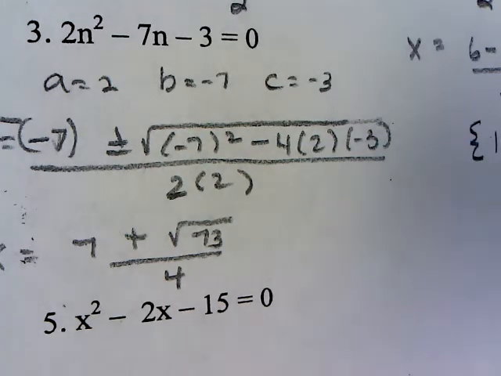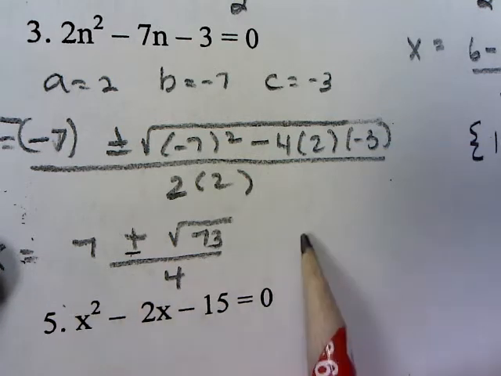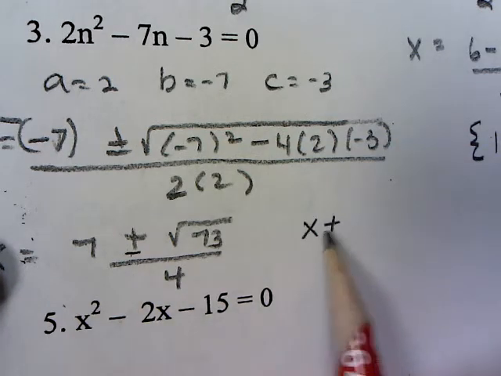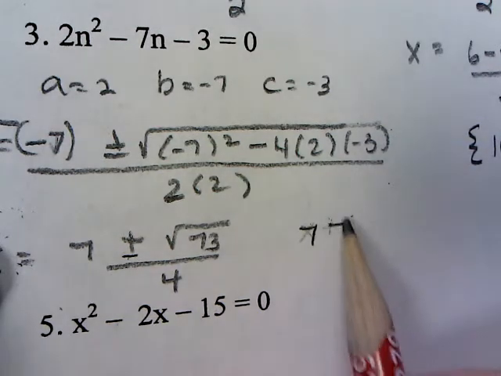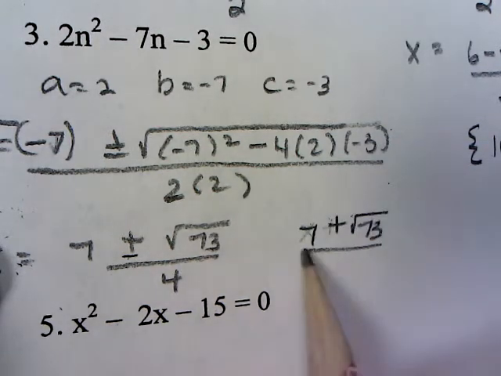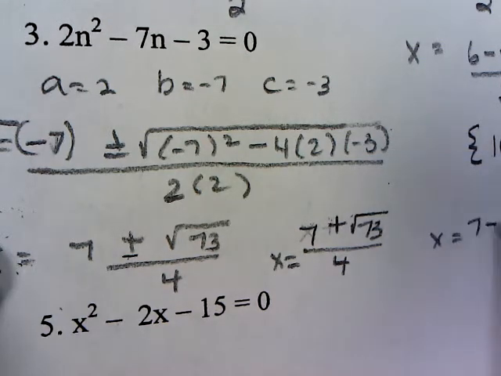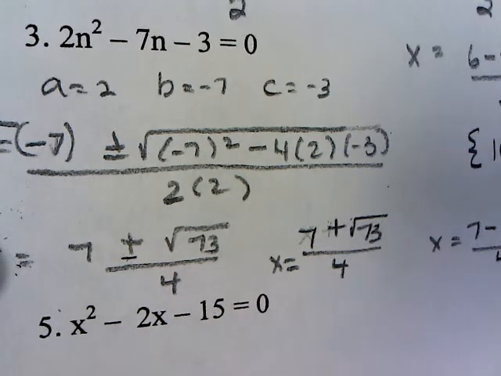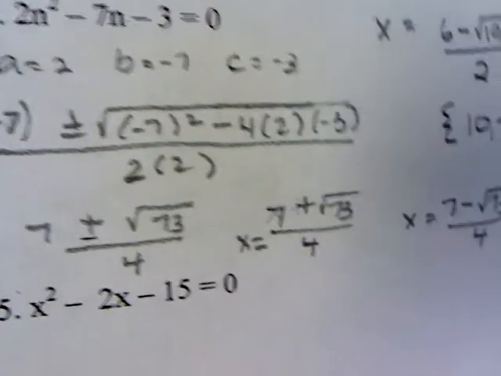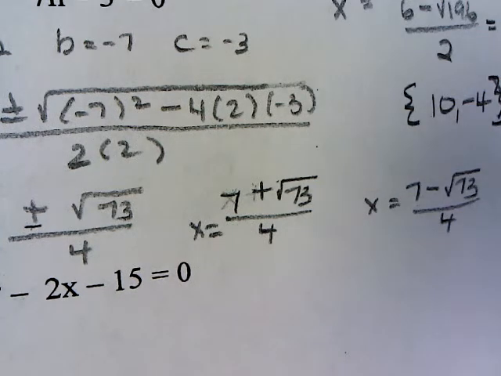But we can also get an answer with this as well, because I can take my calculator again and do 7 plus, no, it's not 7, sorry, it wasn't a 7, that was an x. 7 plus the square root of 73 divided by 4. And I can do 7 minus the square root of 73 divided by 4. When I work this one here, 73 is irrational. Therefore, it's going to have to round my answer. I'm going to get a yucky answer.